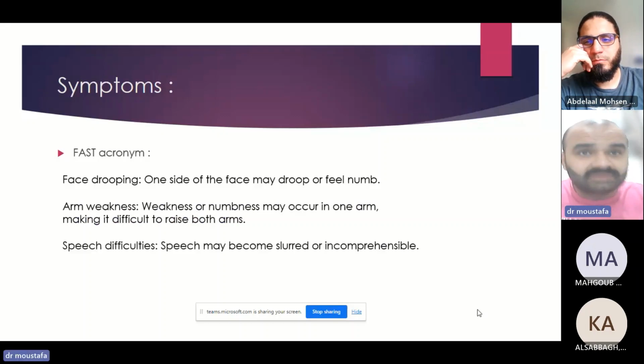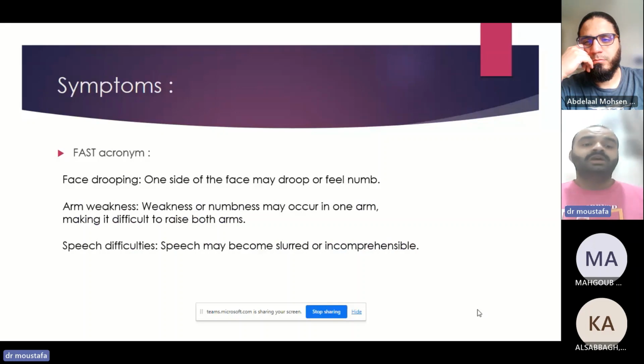Speech difficulty. Yes, it's S. S for speech difficulty. His speech might become slurred or even incomprehensible. You will not be able to understand him well. You might be able to understand him, but it's not his usual speech. So when he comes to talk to you, when you start taking history, you might find it a little bit difficult to hear from him because he has this loud speech.